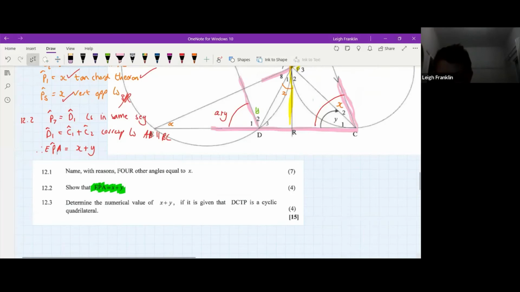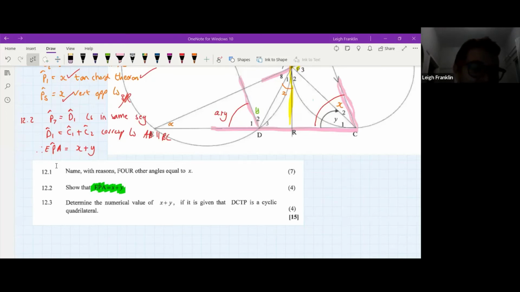Okay, I see there's a couple of things in the chat. Yes, Roro-san, corresponding angles will only occur when there are parallel lines. So you either have to be given that the lines are parallel in order to use corresponding angles, or you would have to prove that the lines are parallel before you could use corresponding angles.